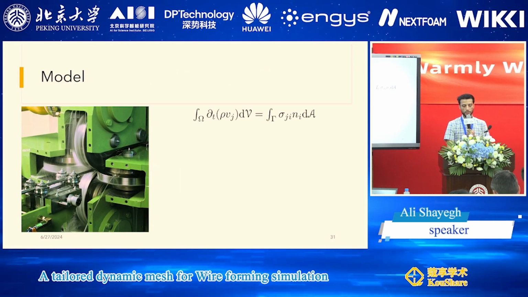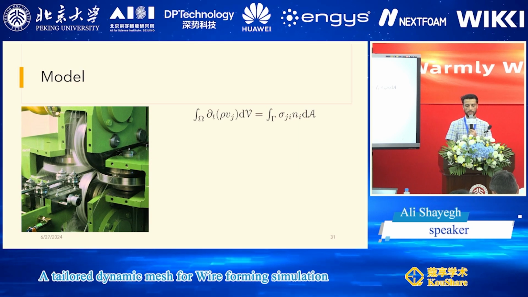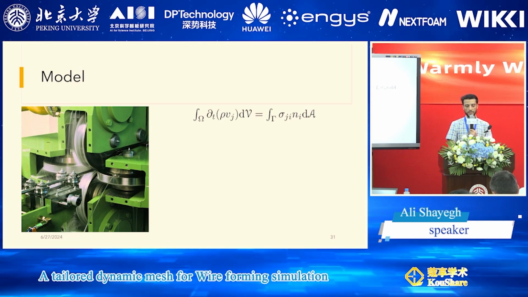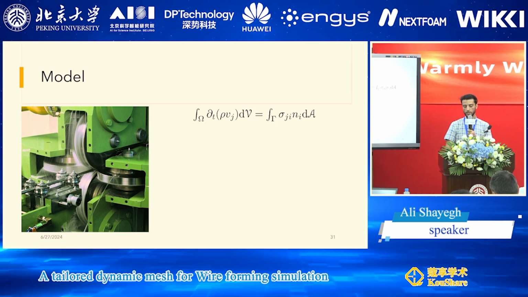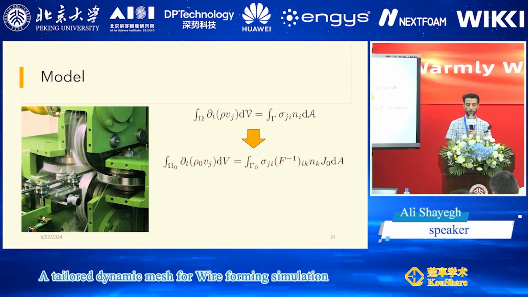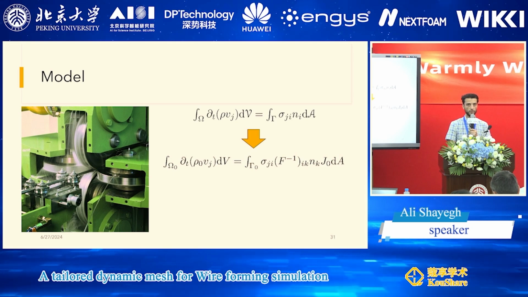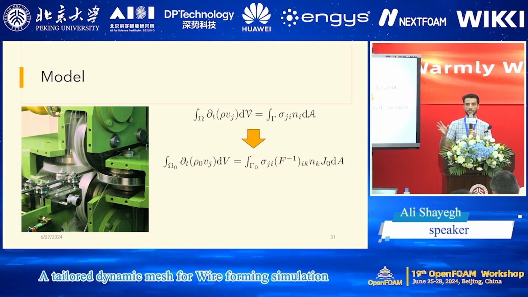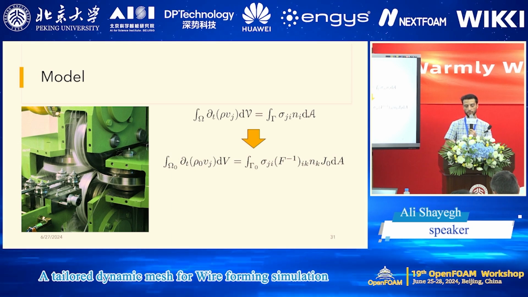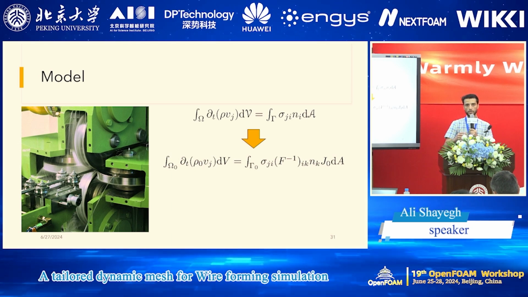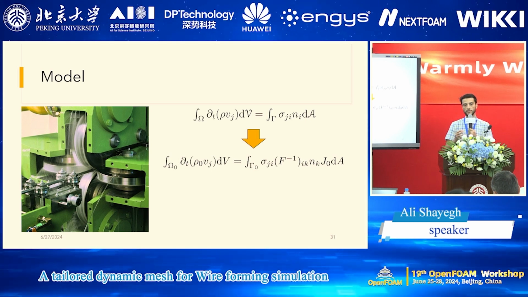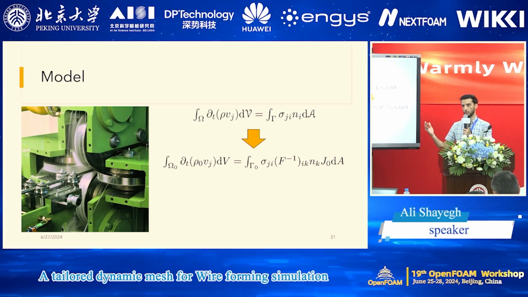So I straight away go to the model that we have used. We have used the Lagrangian description for a material body, which is wire in our case. We reformulated to updated Lagrangian formulation. So it is Lagrangian because the domain of integration is a material body, and it is updated because we describe the motion in terms of the reference configuration. And in our case, the reference configuration is the last known time step.